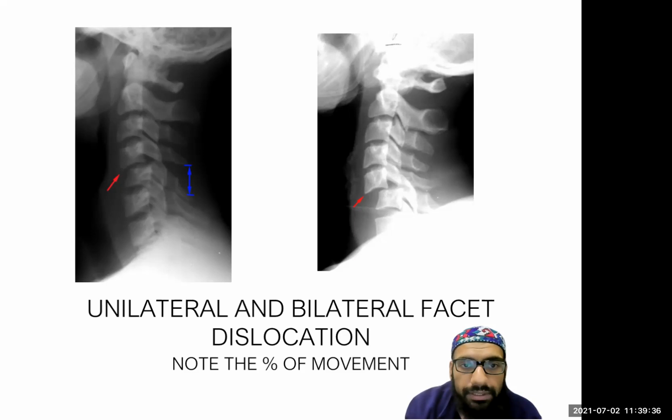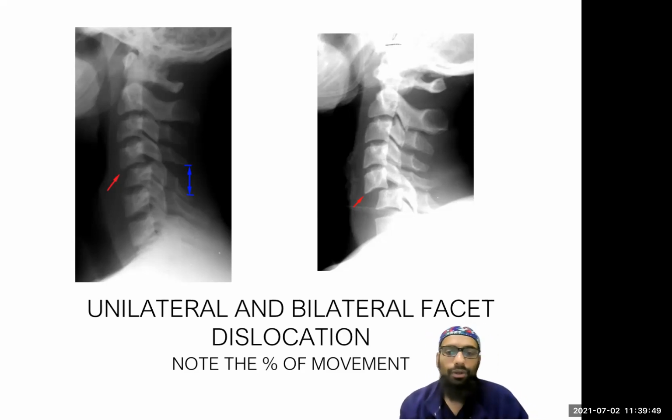And when we follow the posterior line, the main thing that we notice is the discrepancy in terms of the distance between the spinous processes. So this is a unilateral facet dislocation. The reason that we say that is that the percentage that the body has moved compared to the lower body is less than, is about 25%. Once it's above 25%, then you start saying that it's a bilateral.